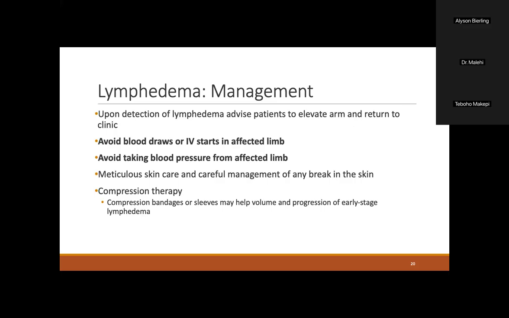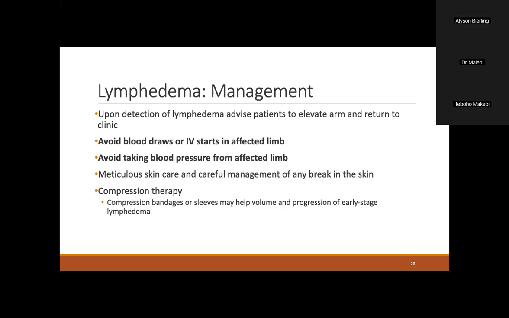Really critical to avoid blood draws or IV starts in the affected limb as soon as lymphedema has occurred. This can be really challenging in oncology patients, particularly if they are receiving neoadjuvant chemotherapy or adjuvant chemo. Over time, it can be difficult to find appropriate IV access, and so in these patients, it might be appropriate to advocate for a central line.